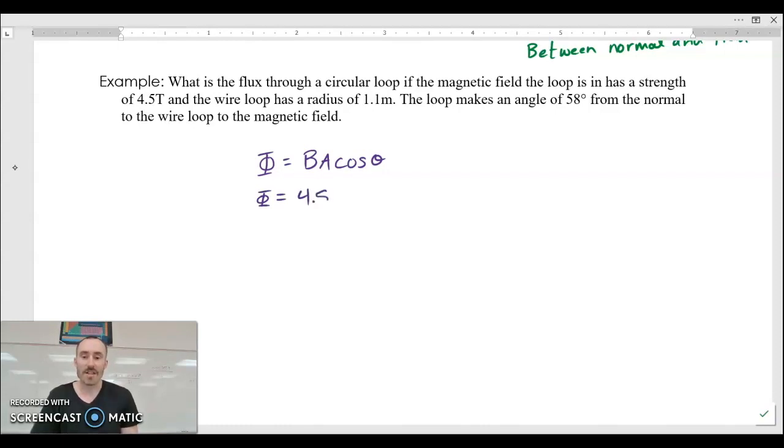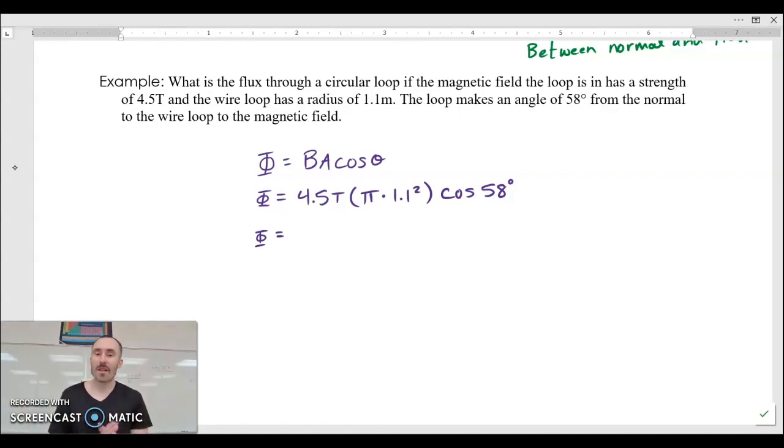B is 4.5 teslas. The area, it doesn't tell us the area, but it tells us the radius. And if you remember the formula for the area of a circle, it's pi times the radius squared, right? So we're going to go pi times 1.1 squared, pi r squared, that's going to be the area that goes in the formula, times the cosine of 58 degrees.